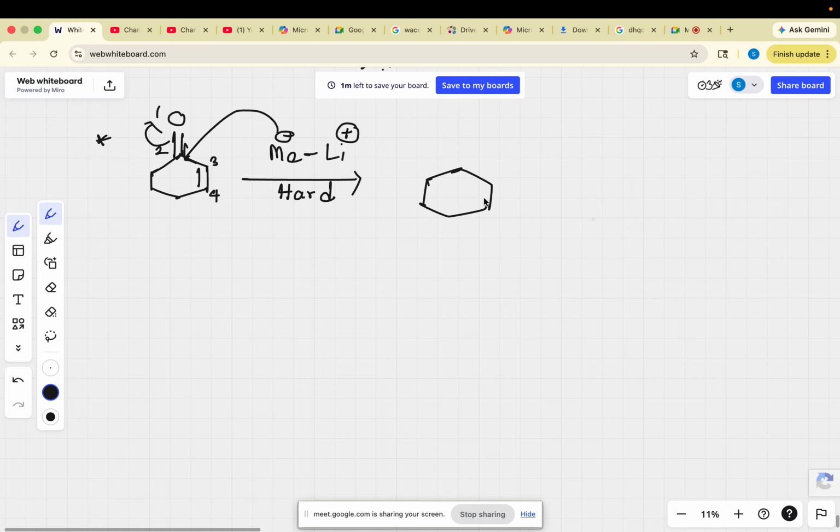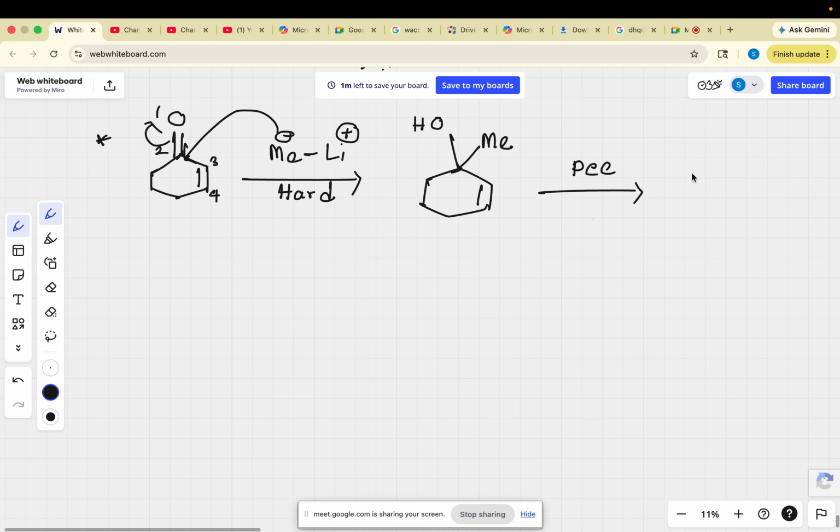What will you get? So you have here Me and it is becoming OH, from O minus. So now you are getting a tertiary allylic alcohol. If you give here PCC, you know the mechanism now.